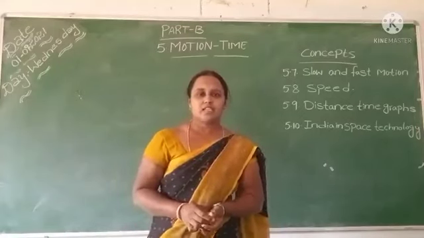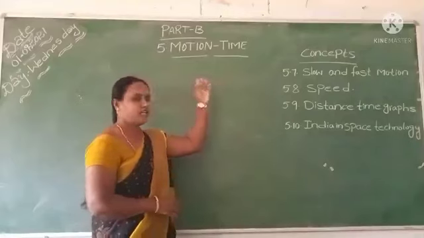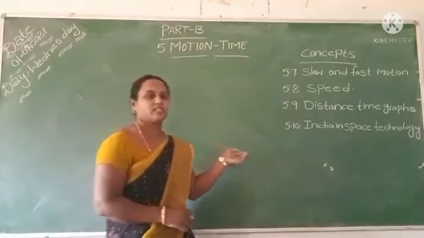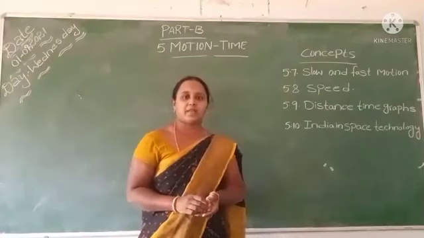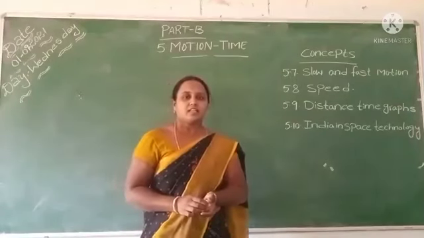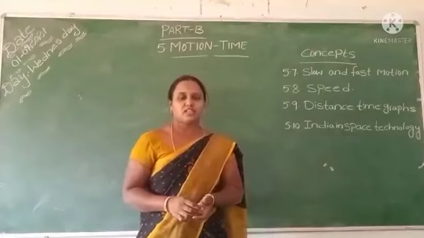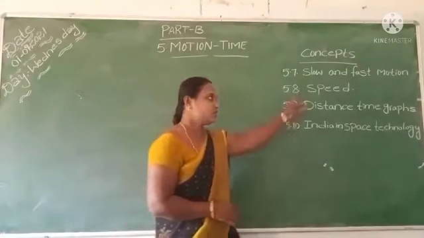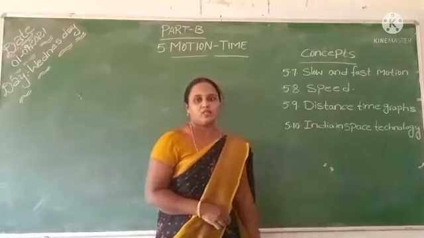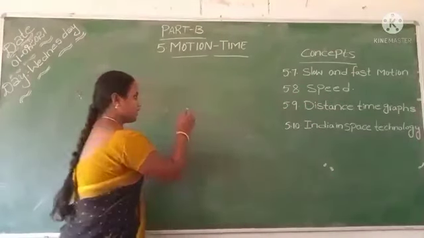Last time in part A we discussed motion and time. What did we discuss? Motion and rest, cause of motion, time, distance, uniform and non-uniform motion, types of motion. Today we are going to learn about slow and fast motion. What is the definition of slow and fast motion?